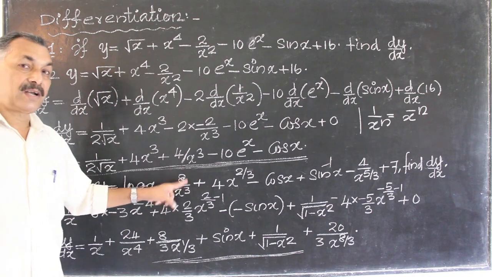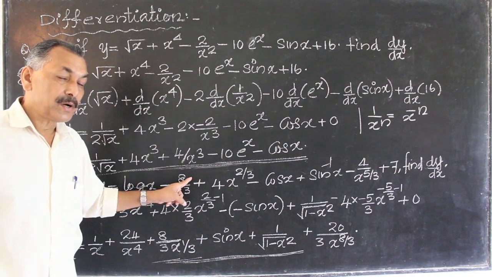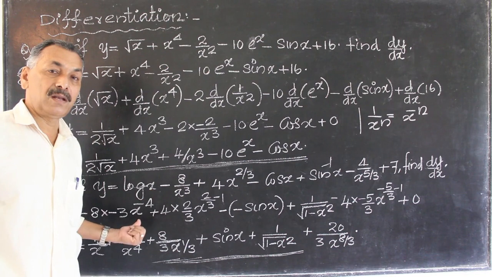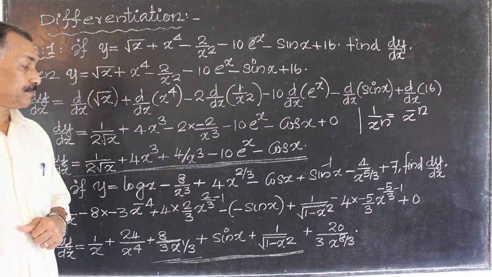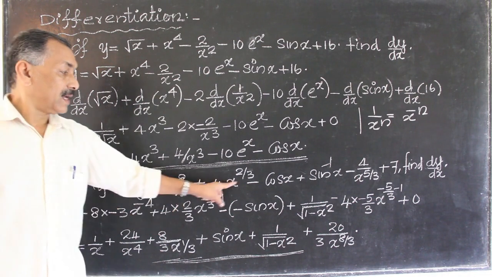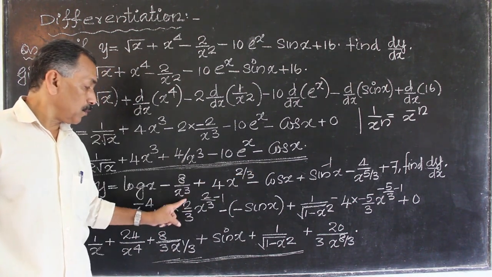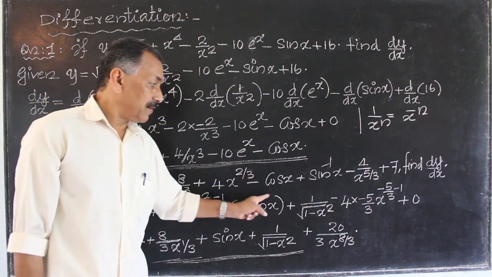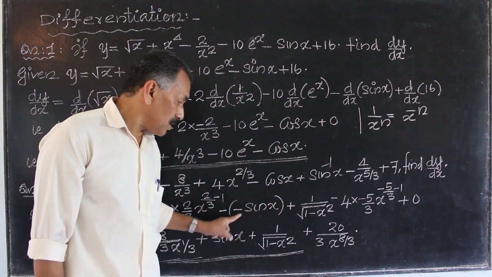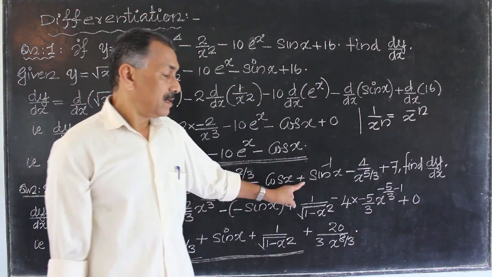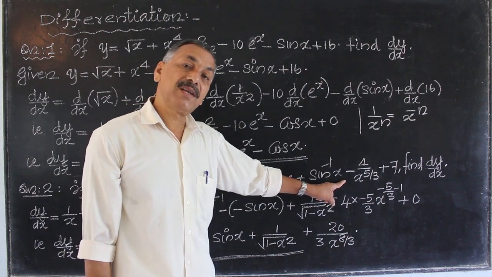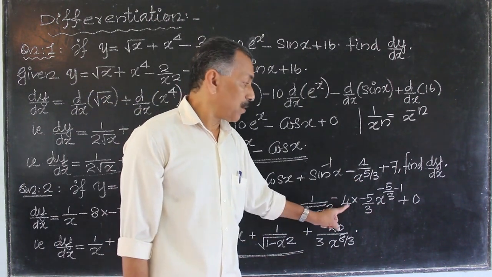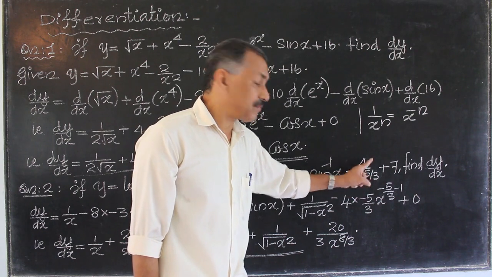1 divided by x cube is equal to x raised to minus 3, and its derivative is minus 3 into x raised to minus 4. Plus 4 into the derivative of x raised to 2 by 3, what is it? n into x raised to n minus 1, that is 2 by 3 into x raised to 2 by 3 minus 1. Minus the derivative of cos x, which is minus sin x. Plus the derivative of sin inverse x. What is the derivative of sin inverse x? 1 divided by root of 1 minus x square.